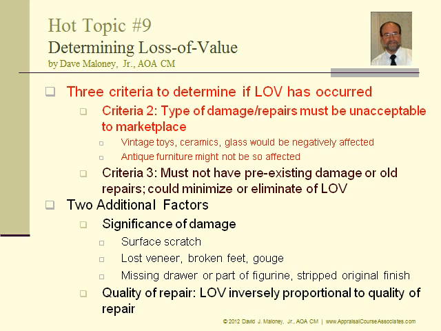Here is criteria number 3. For the newly repaired damage to affect value, the item must not have pre-existing damage or old repairs of the sort which would reduce or eliminate the adverse impact of subsequent and similar sorts of new damage. For instance, one additional chip to the rim of an American Brilliant Period, 1880 to 1910, cut glass punch bowl, which already had several pre-existing chips, would not cause any measurable loss of value.